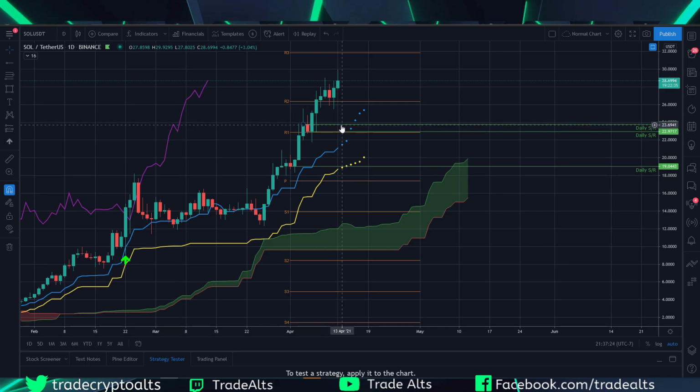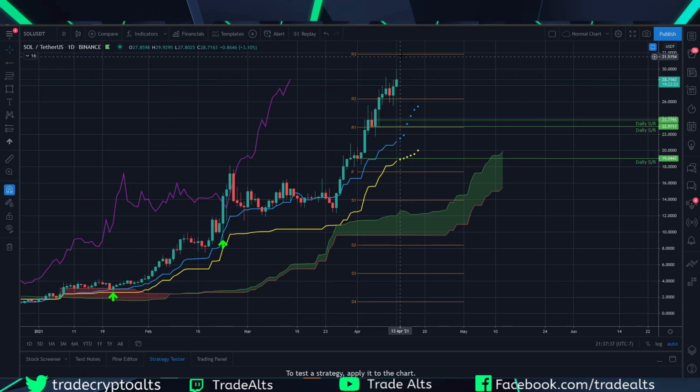Sitting at your R1 pivot, you have your 2 dailies here. I really like the angulation on your Tenkan and your Kijun right here. This looks really good. But obviously, you made another new all-time high, and Solana continues to remain strong. Another upside target, again, your monthly pivots, R3 monthly pivot sitting around 31, 32 bucks, something like that. So that's looking good. Didn't quite get the deeper retracement I was looking for, but this is one I own a fair amount of. I'm happy to see this price action, obviously.